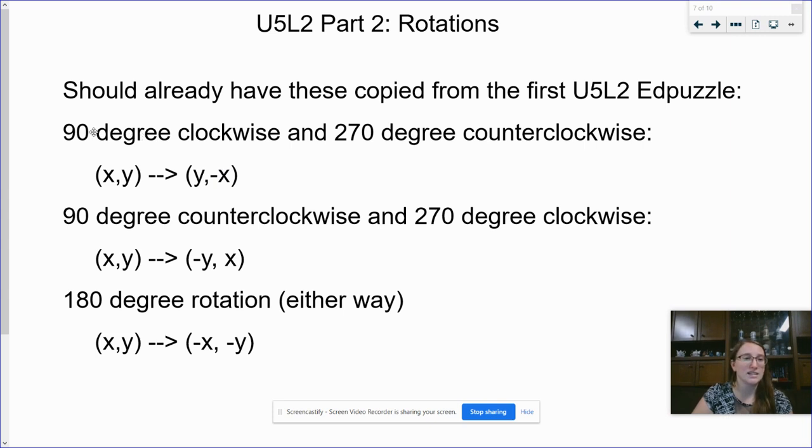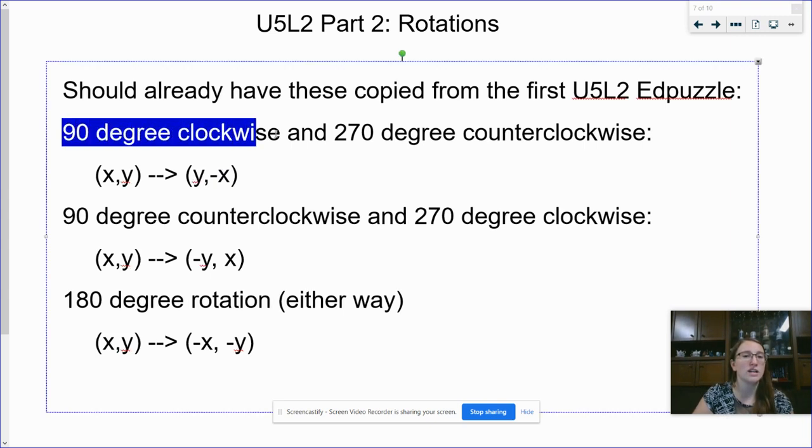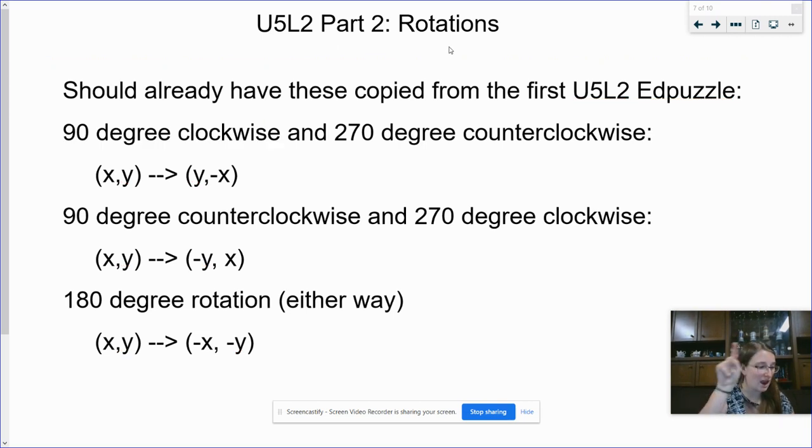Now, what this means is if they say to do a 90-degree clockwise rotation, hopefully you guys know that a full rotation is 360 degrees, right? That's a full spin. So a 90-degree rotation is only a quarter of a turn, yeah? And now clockwise means left or right, basically. You guys know how a clock goes around the circle? That's what that refers to.